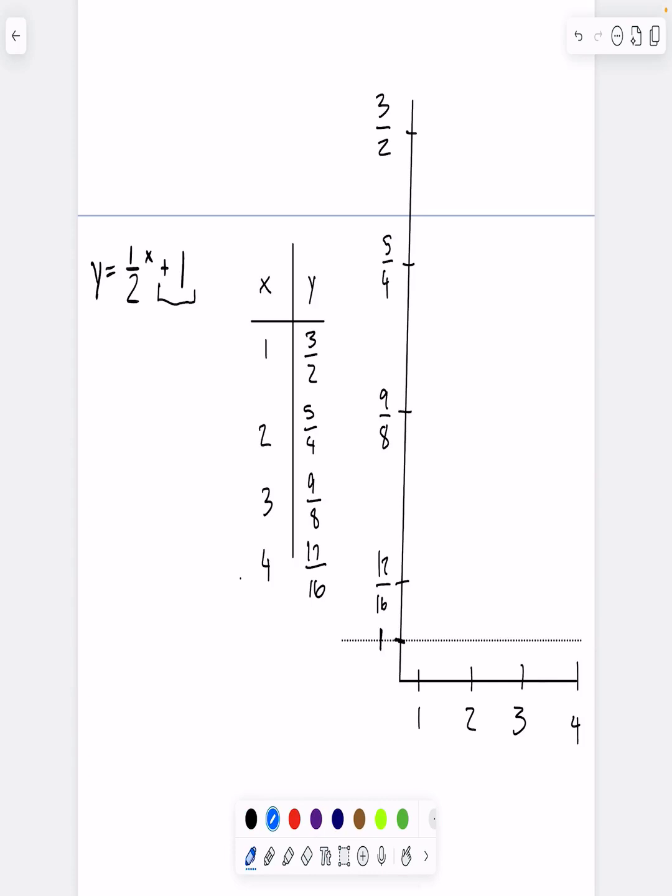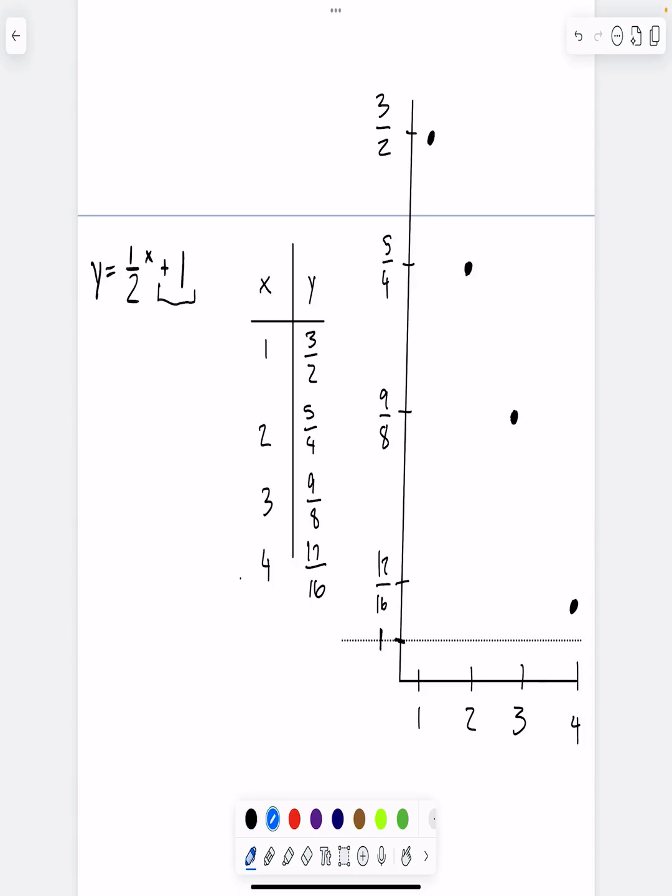I am at 3/2. At the value of 2, I'm at 5/4. At 3, I'm at 9/8. At 4, I'm at 17/16. So what I am doing here is, again, I'm just simply getting closer to 1.